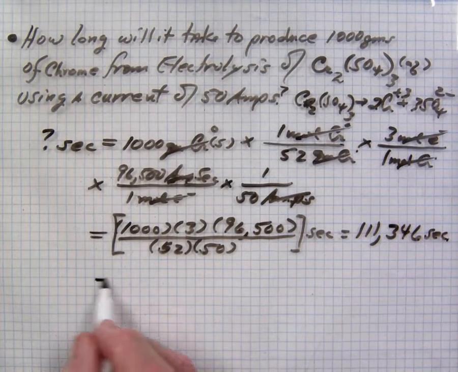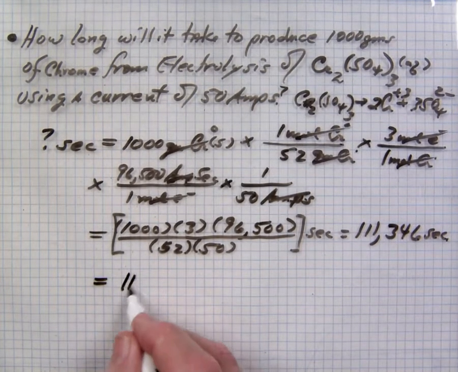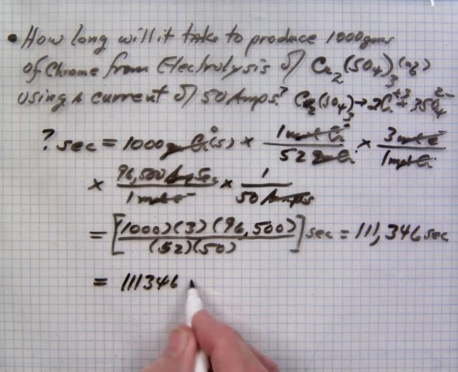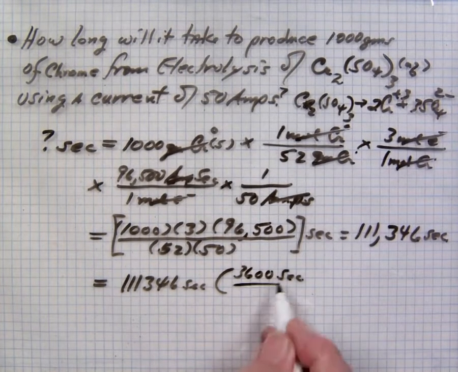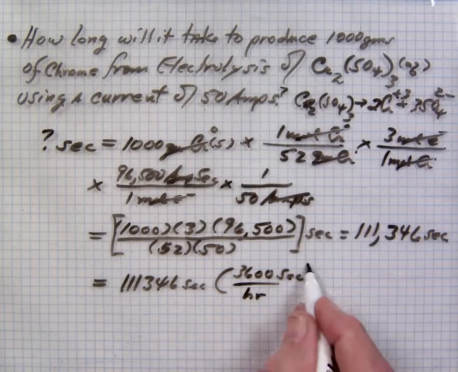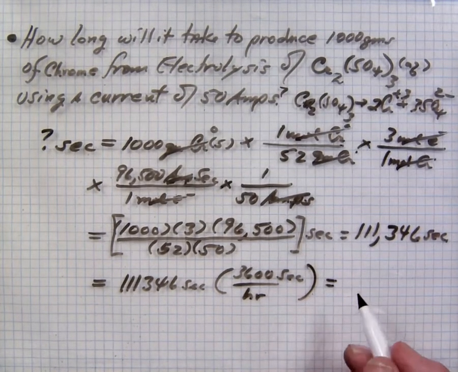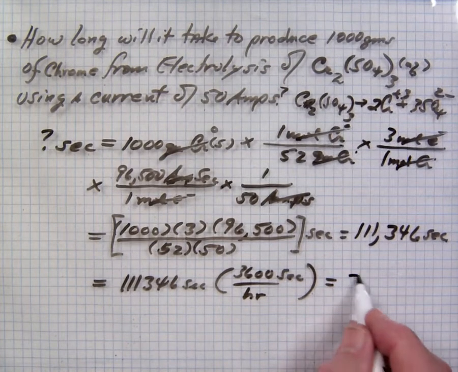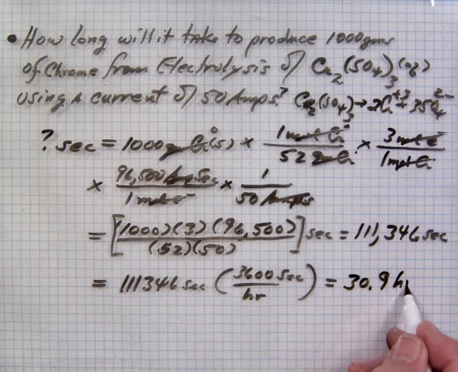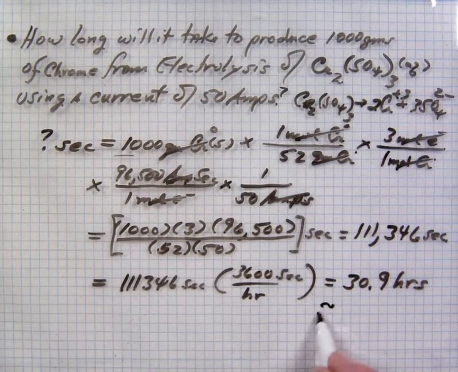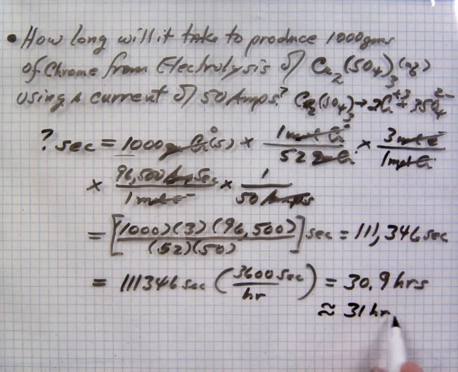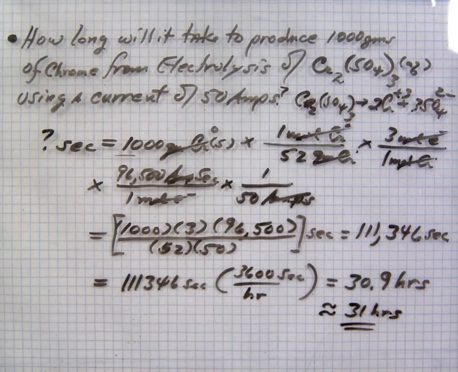Okay, if we convert that to hours, it's 3,600 seconds per hour, and so this will give us 30.9 hours. And if we use the 1 sig fig, we round that to 31 hours as the time it takes to deposit 1,000 grams of chromium.